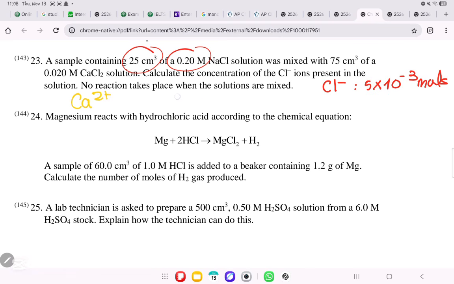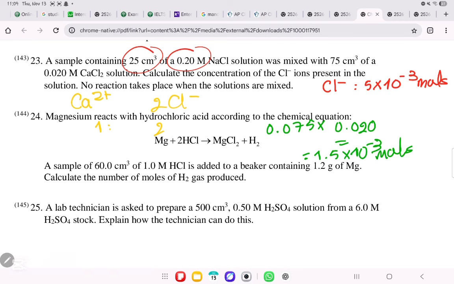So Ca2 plus, Cl minus, not balanced, so you put a 2 here. So it's in a ratio of 1 to 2, right? So what does this mean? This means it's going to be 0.075 times 0.020. Okay, so this will give me what? This will give me 1.5 times 10 to the power of minus 3 moles.